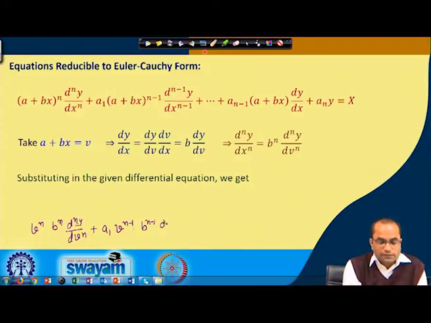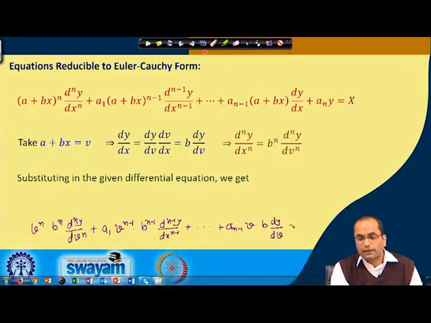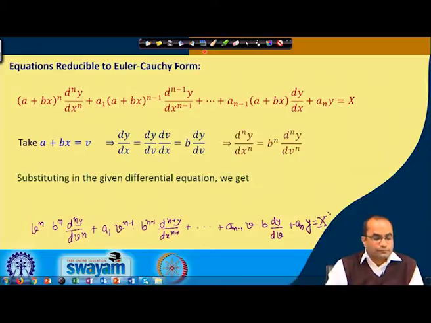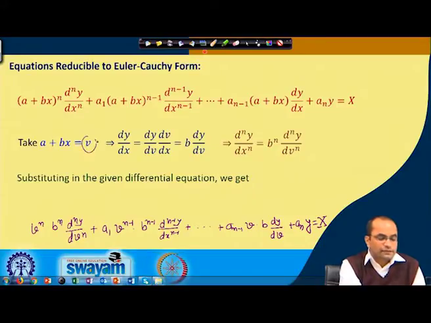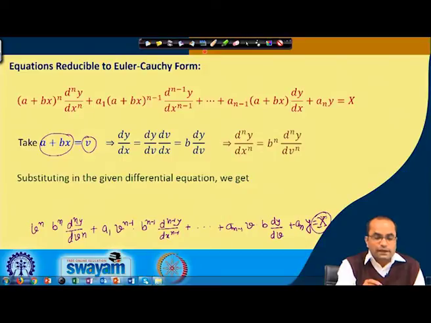So, the b_{n-1} term will come, d^{n-1}y over dx^{n-1}, and this will be continued for a_{n-1}. Here a plus bx is v, and dy over dx is b dy over dv, and so on up to a_n y, which will be equal to x. And x is a function of x, but that will be converted again: this x will be set to this form of v. So, some function of v will come instead of the right hand side x.